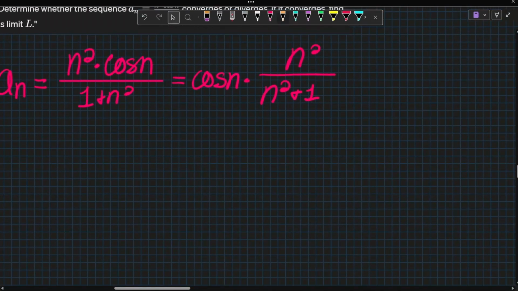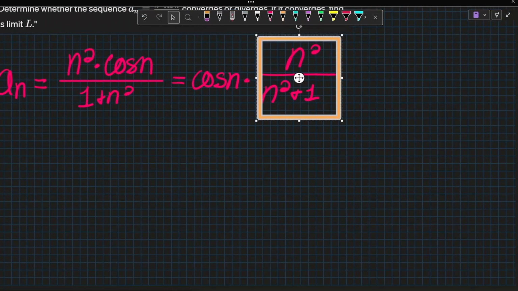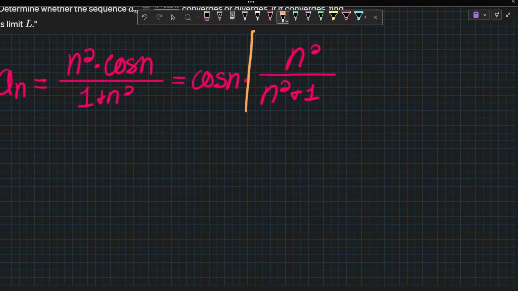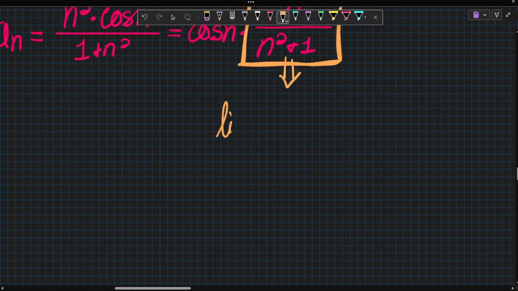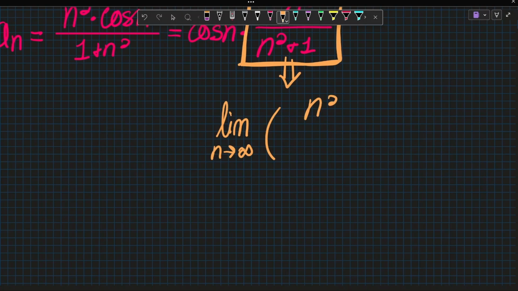Okay, so let me first analyze how this works. Now, basically, we want to find out what happens to these terms, or in other words, the sequence as n goes to infinity. That's what it means to converge or diverge. We check the behavior as n goes to infinity. So let's check what happens as n goes to infinity for this term. As n goes to infinity, for this term here, we can do a lot of things actually.